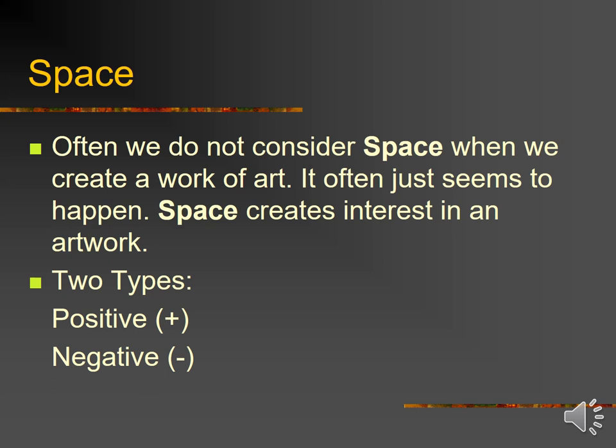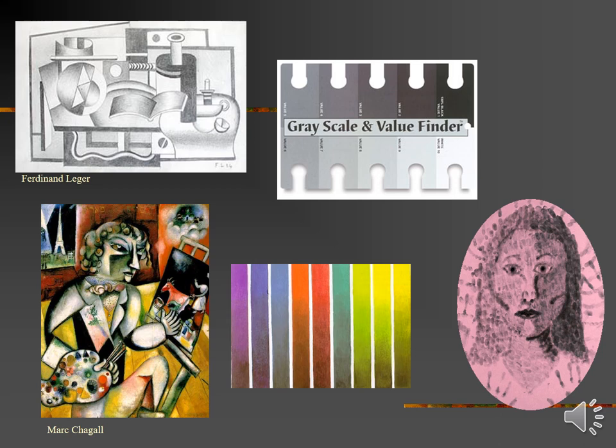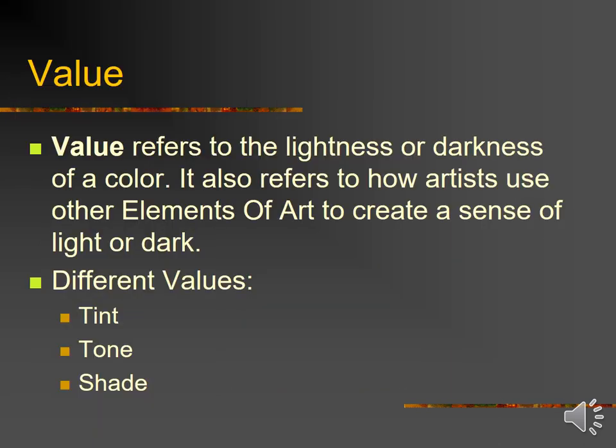And we will learn about space. We have two types of space, positive and negative. And we will learn about value, the light value and the dark value, and different values: tint, tone, shade.